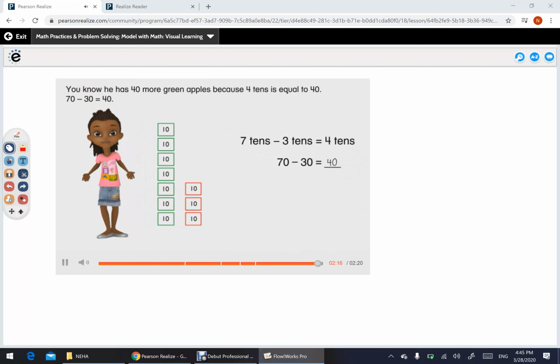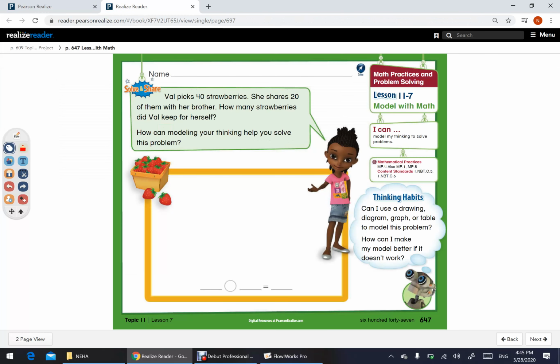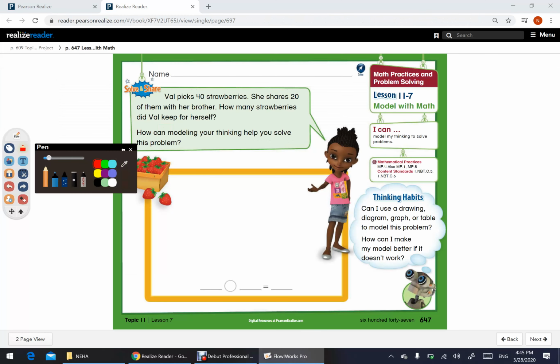How would you choose to show this problem? So, you know how to do it, right? You can draw pictures, or you can also use the previous strategies to solve the problem. You understand? Now let's start with our lesson. All of you open page number 647. Ready, all of you? Okay, let's start.